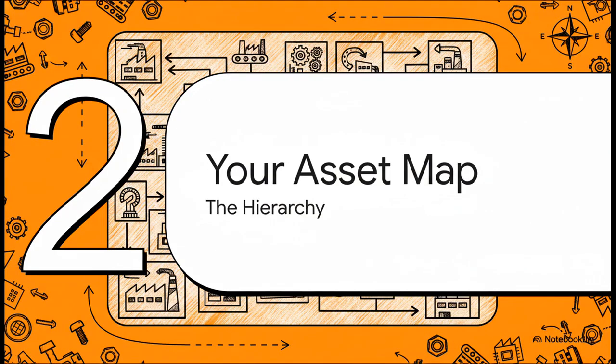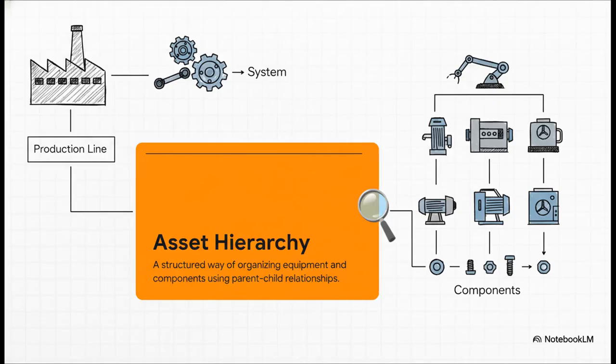So, how do we navigate this sea of chaos? The answer, the solution, is the asset hierarchy. I want you to think of it as the map that finally brings order to all that madness. It gives you a clear, structured view of every single piece of equipment you own. So what is it exactly? Well, it's a structured way to organize all your equipment using what we call parent-child relationships. It is literally a family tree for your entire facility. You can see exactly how a specific motor is the child of a mixer, which in turn is the grandchild of the whole production line.